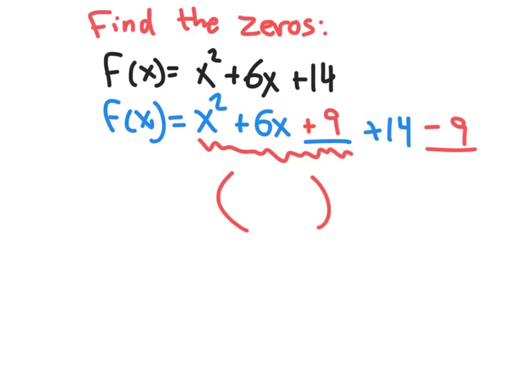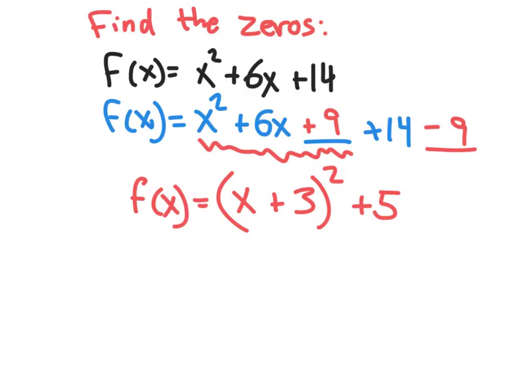And the binomial squared right here will be x and then half of b, which is 3, and there's a plus sign right there between it. And when we take a look at the 14 minus 9, we get a positive, or a plus, 5 down here. Once again, this is still f of x, and now it's in vertex form.